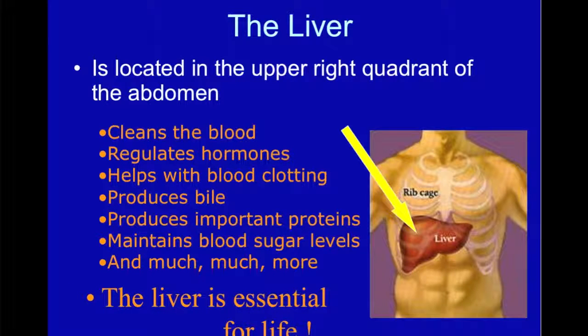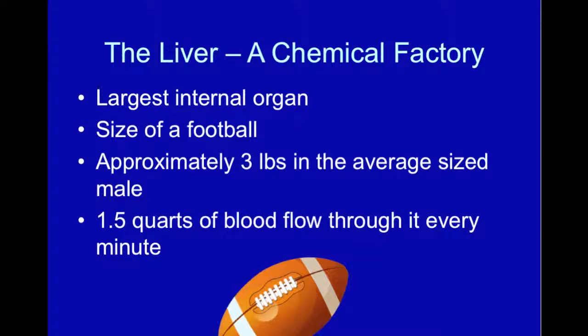And of course you have to have a liver. It is essential for life. The liver is basically a chemical factory. It's the largest internal organ. It's about the size of a football. Approximately, it weighs about 3 pounds in the average sized adult male, and about 1.5 quarts of blood flow through it every minute. One of the things that it does is cleans the blood as it goes through, and we'll see later some of the side effects and some of the symptoms you may see if it's not doing its job properly.